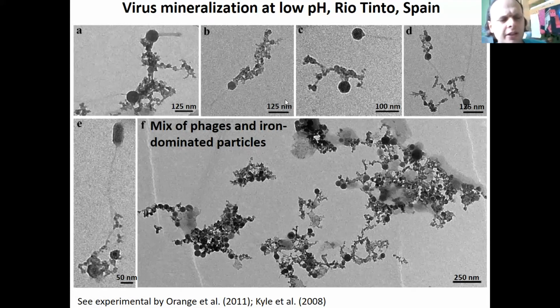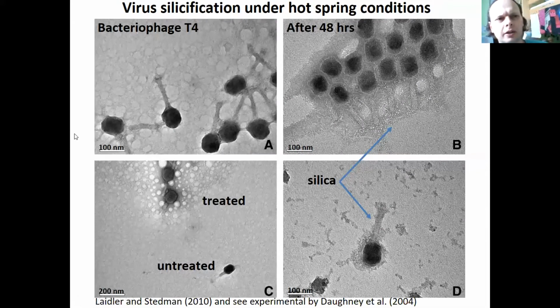Another study comes from siliceous settings, where silica is precipitated, for example, in hot springs. This study is also experimental, and for natural systems, I will show some examples later. Here we have, again, this capsid, icosahedral in shape, and a tail, and here, very nicely viruses permineralized by silica.